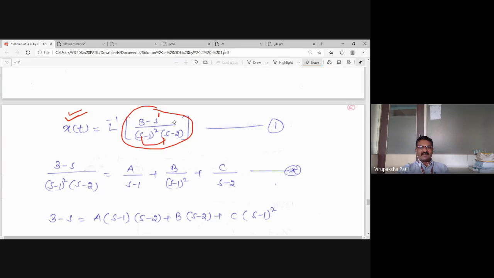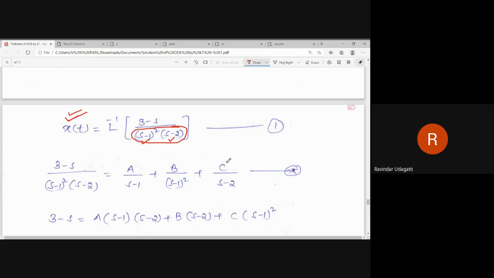Once you decide that it is a proper fraction, what you need to do is concentrate on the denominator. What type of factors are there? One is a linear factor, another one is a repeated factor. Am I right? Dear friends, am I right? Yes, sir. Okay.